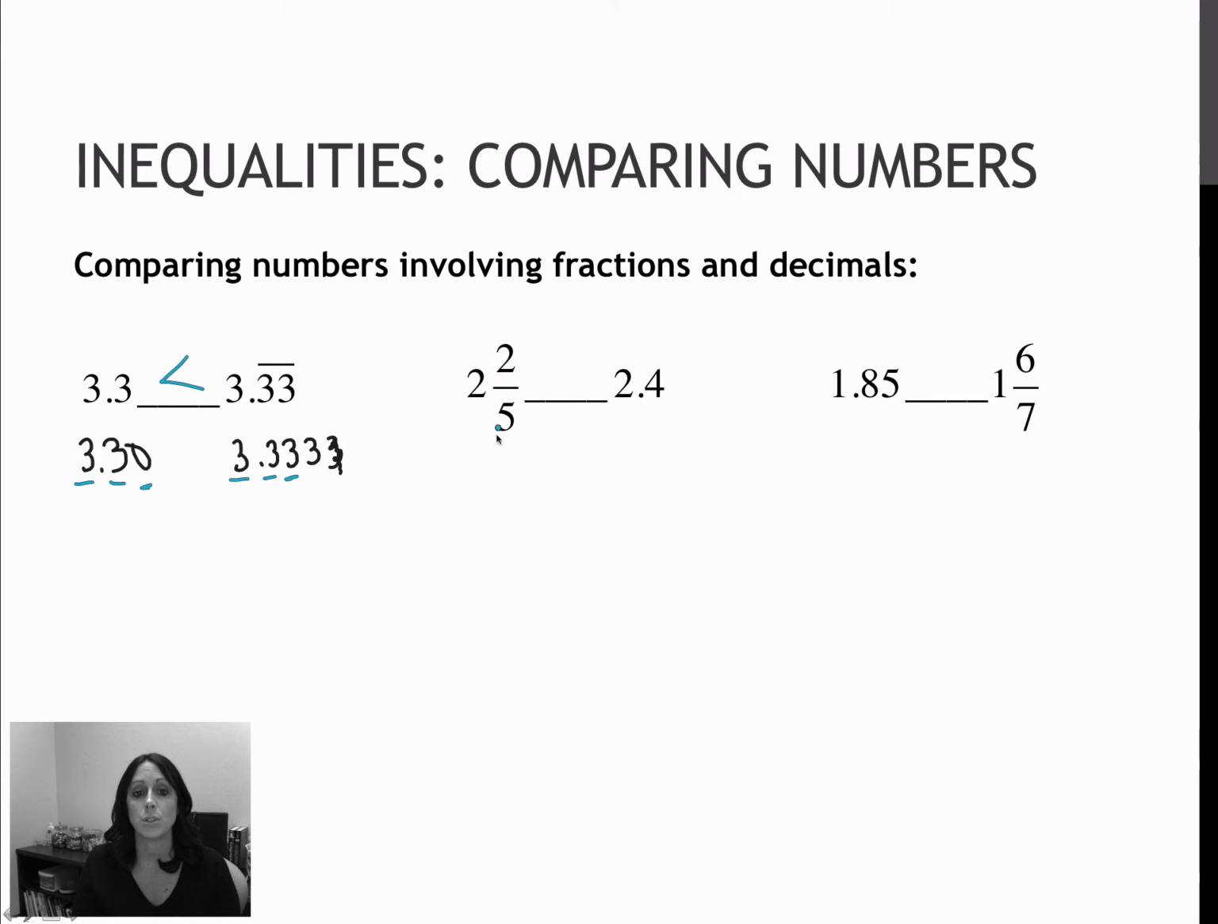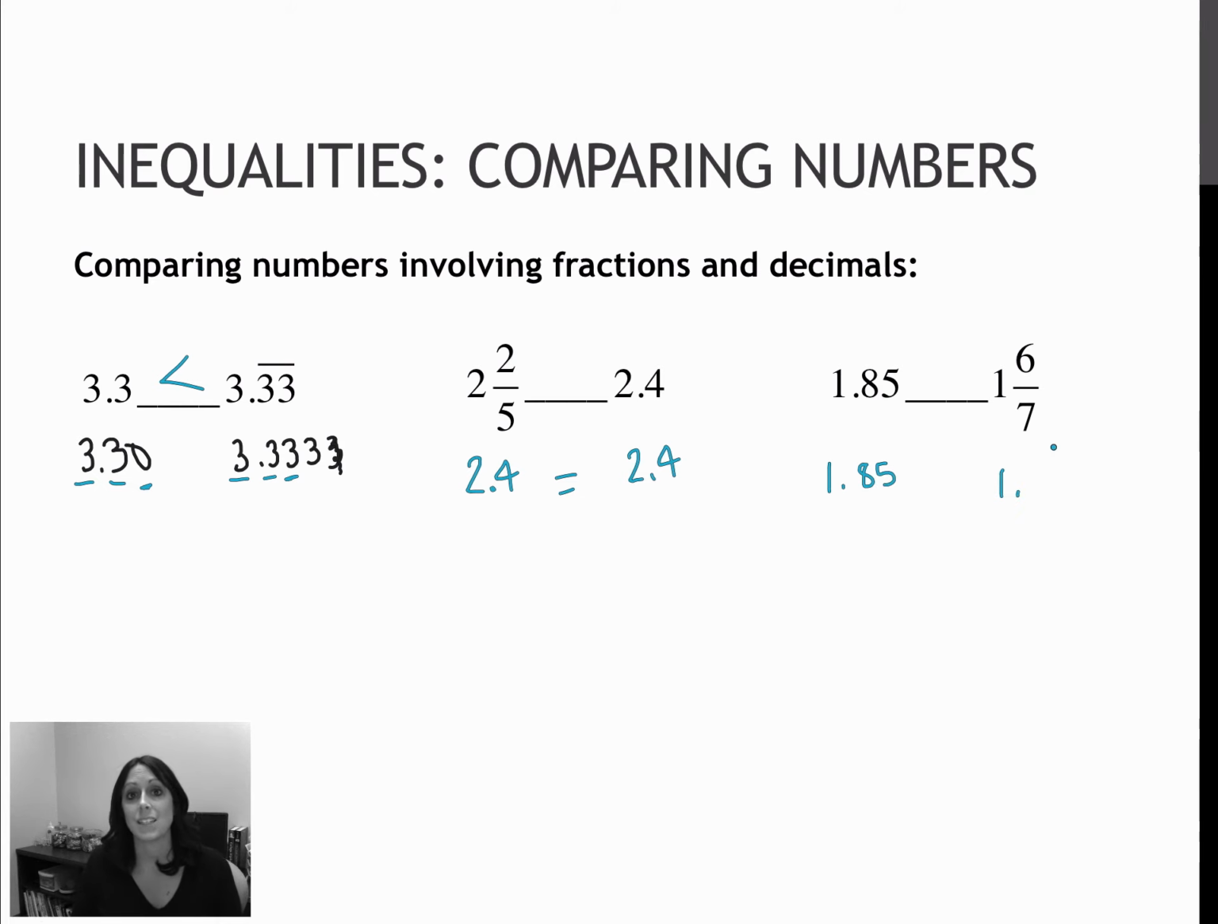Here, 2 2/5. Again, we're going to turn 2/5 into a decimal. So this turns into 2.4. On this side, I have 2.4. Obviously, those two things are equal, so we're just going to put an equal sign. And then over here, I've got 1.85. This is a decimal. So when you have them that are both decimals or both fractions, you can kind of choose which one to use.